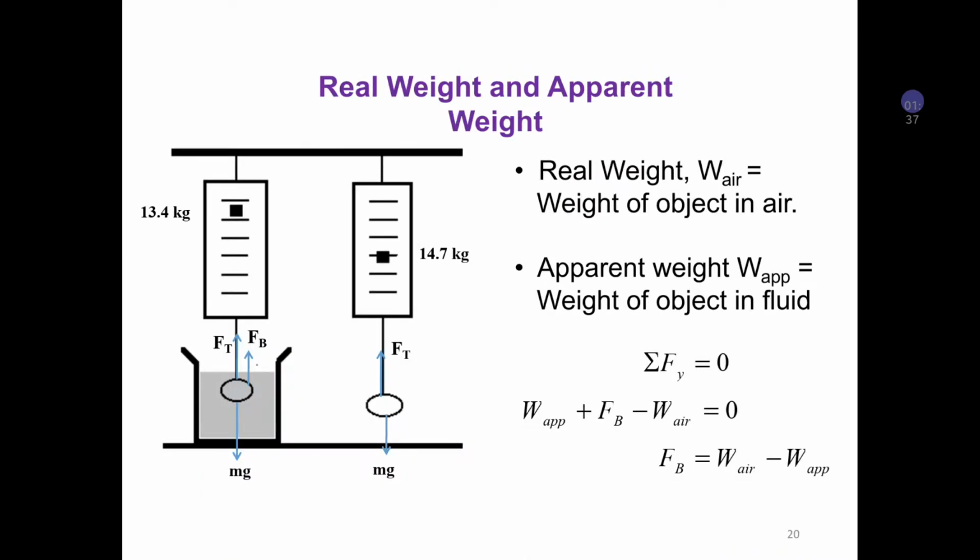Okay, so first thing first, you need to differentiate between the real weight dan juga apparent weight. Okay, so real weight ni adalah weight objek apabila dia berada di dalam keadaan udara, maksudnya di udara. Okay, so for apparent weight pula adalah weight objek apabila objek tersebut telah dimasukkan ke dalam fluid.